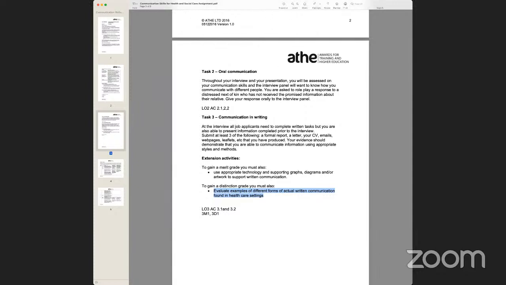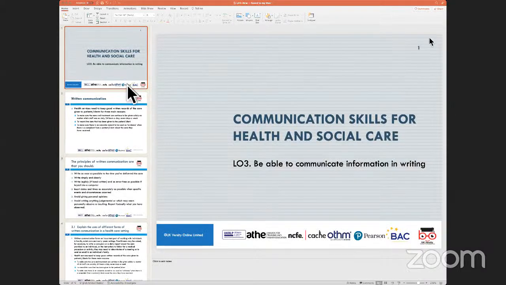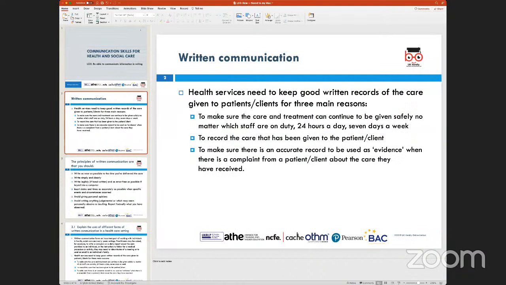So this is a practical learning outcome, as I mentioned earlier. In order to discuss it, we're going to look at a few slides focused on covering the content given in the unit specification, which talks about the written styles and written methods of communication, and why written communication is important within the health and social care setting. This is what we need to cover in this particular learning outcome.